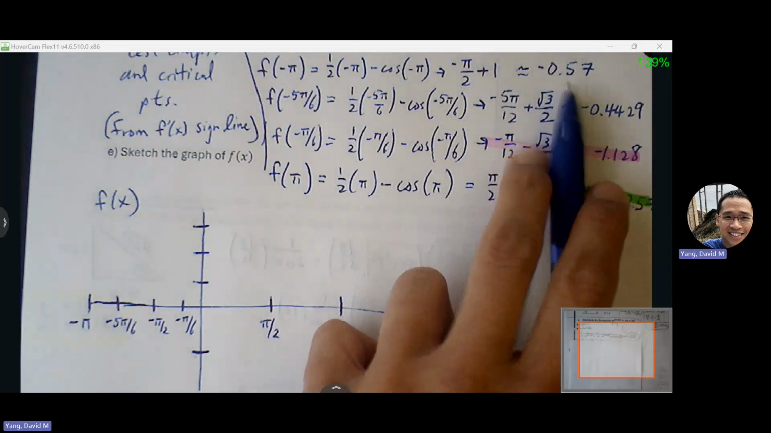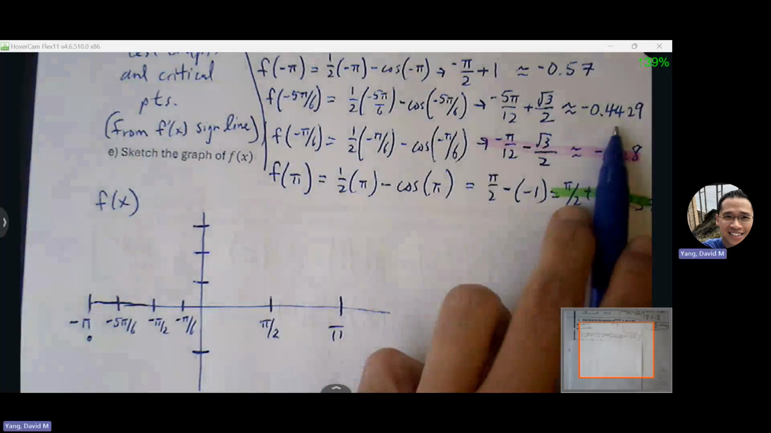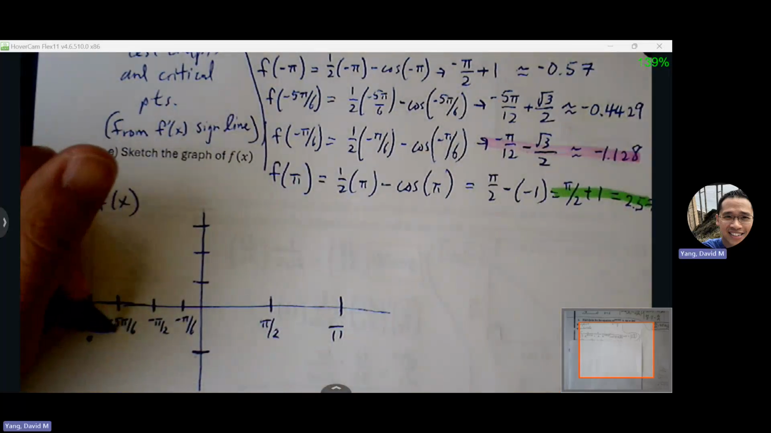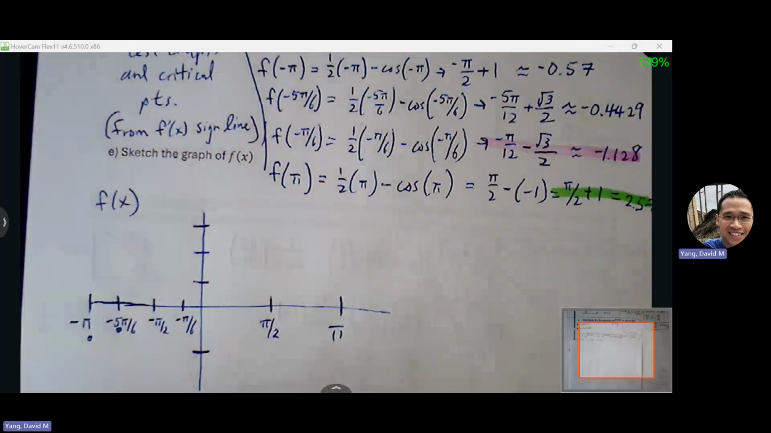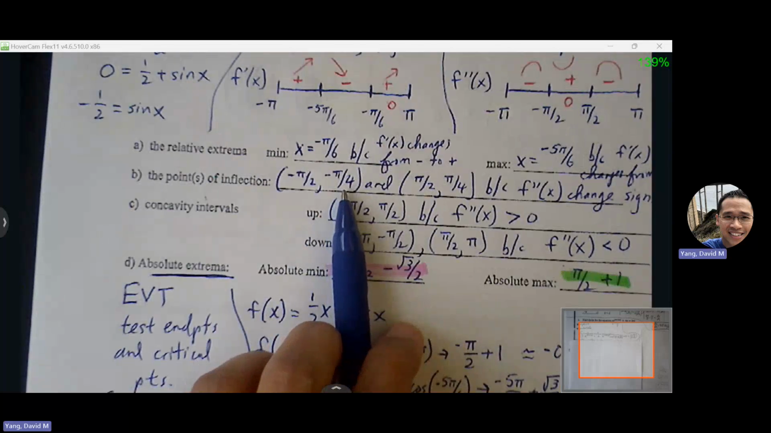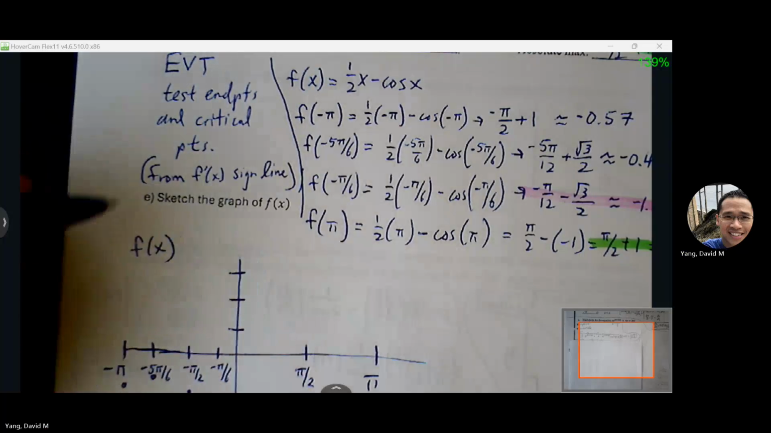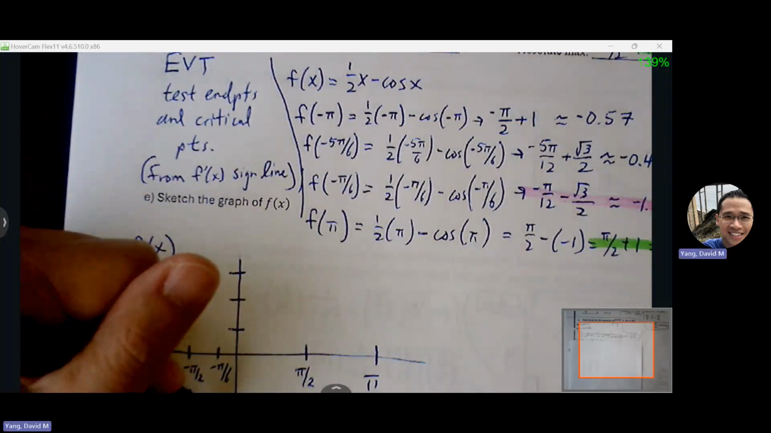Okay, so negative pi is around negative 0.57. Negative 5 pi over 6 is around negative 0.4. It's a little bit higher, enough to be a relative max. Negative pi over 2 is at negative pi over 4, so that's around negative 0.75, so a little bit lower. Negative pi over 6, negative 1.128. There's my relative minimum.